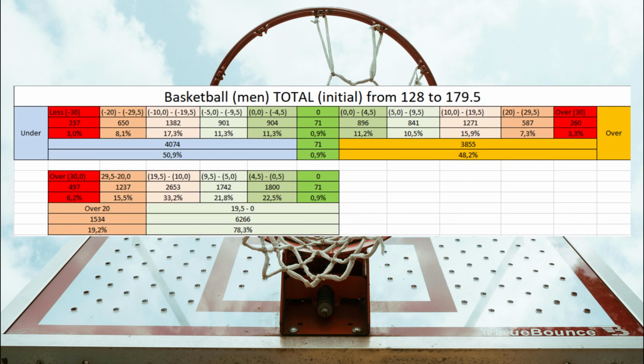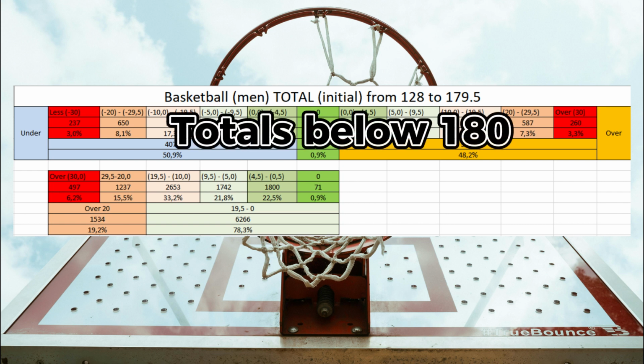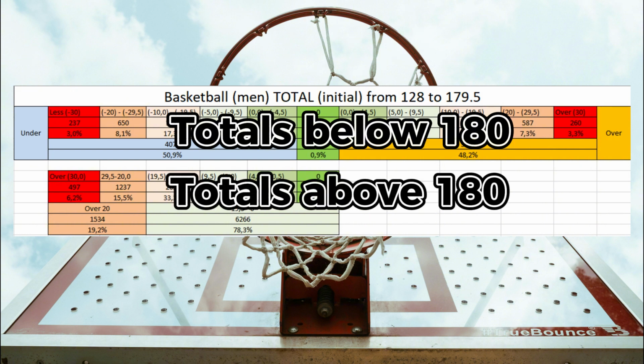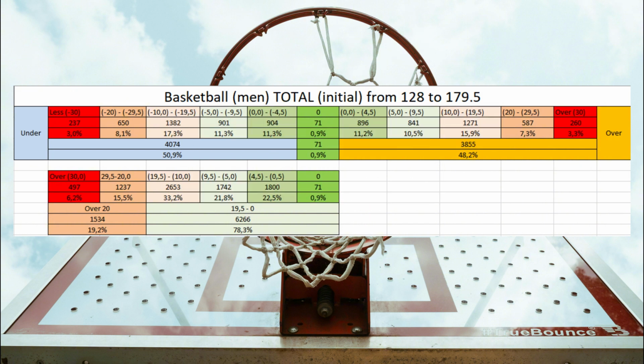For men's matches, the analysis was divided by the initial total. Matches with totals below 180 points and those with totals above 180 points. If we consider a match accurately predicted by the bookmaker as having a deviation of less than 5 points, such matches account for about 24%. Deviations from 5 to 9.5 points make up 22%.